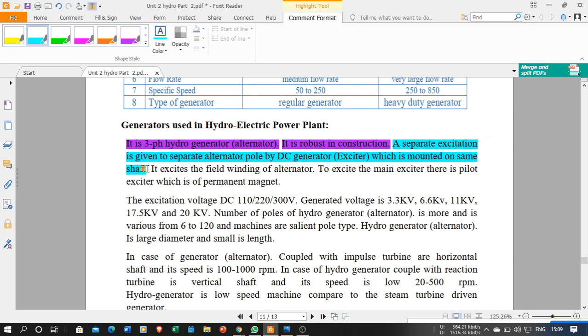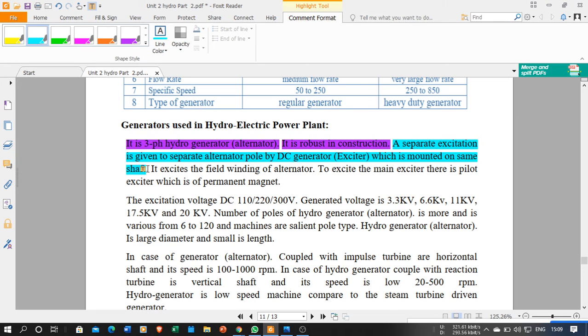Magnetic field is produced naturally by natural magnets, but the strength of a natural magnet is very low. So instead of using a natural magnet, I am going to use an electromagnet. For creating the electromagnet, I need an exciter. I need some electricity, and electricity will produce the magnetic field.